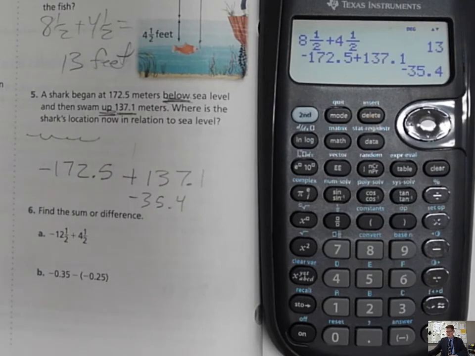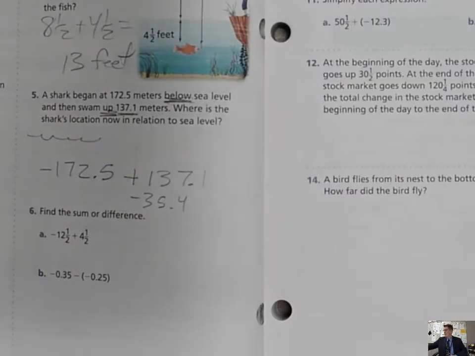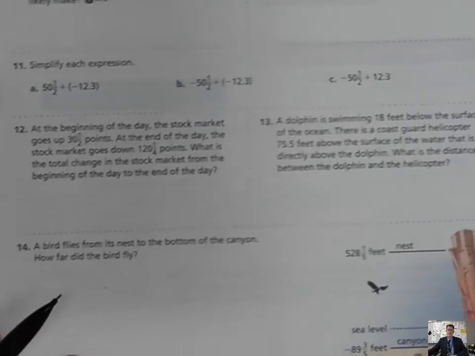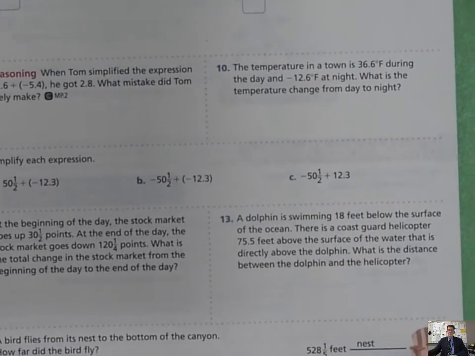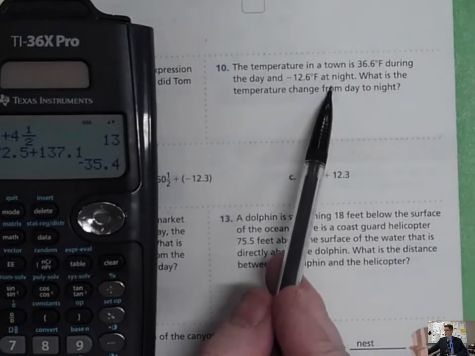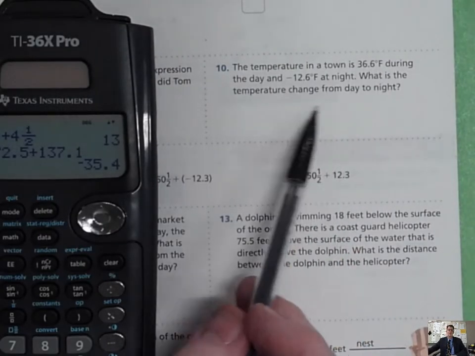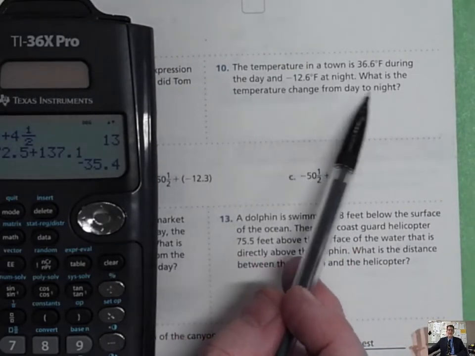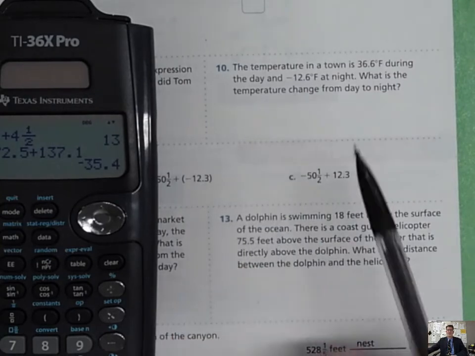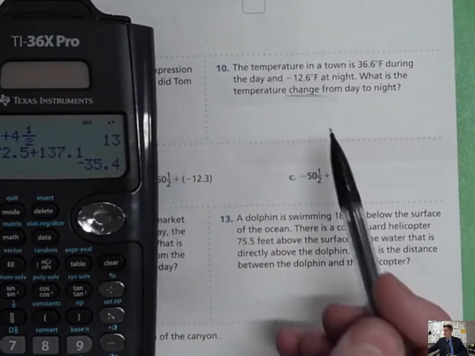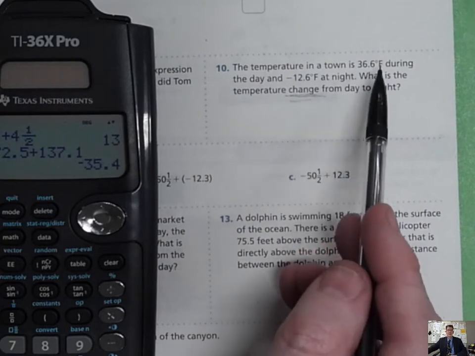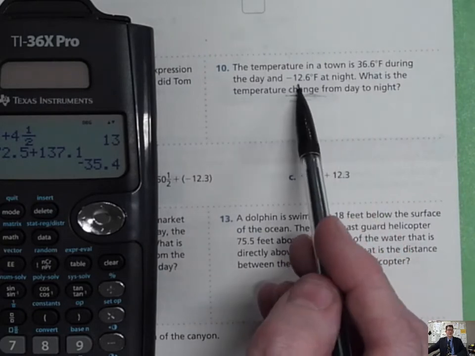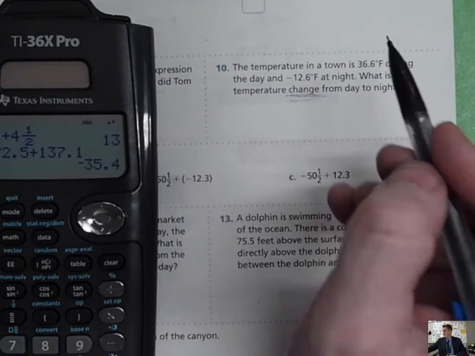So here are a couple more examples of problems like this. Number 10. The temperature in a town is 36.6 degrees, and negative 12.6 at night. So what's the temperature change? How much does it change? Words like change and difference, we're subtracting. So you're going to take this number and subtract this number. Maybe you can see on a number line.